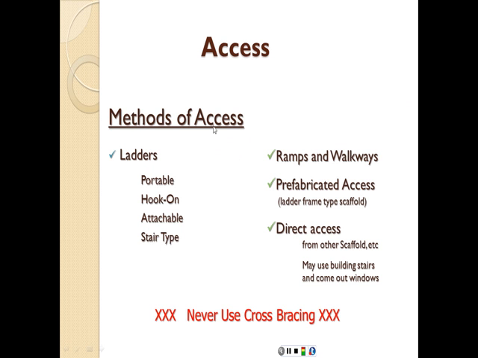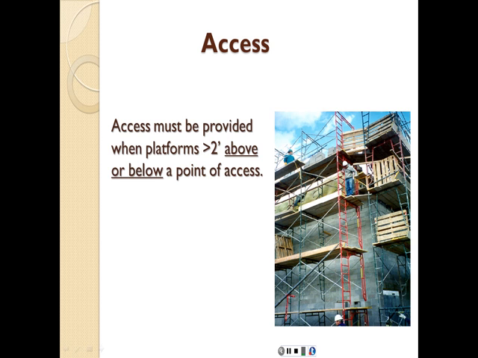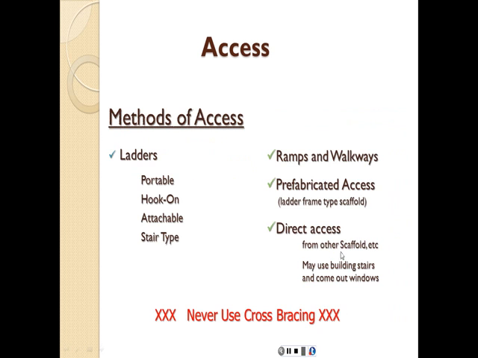The methods of access can be either ladders, which could be portable, hook-on, attachable, or stair type. It could also be ramps and walkways, or prefabricated access, ladder frame type scaffold, like the one that we can see here on this slide. This is the ladder frame. Or direct access from another scaffold, and you may use building stairs and come out windows. These are all valid ways of access to the scaffold.